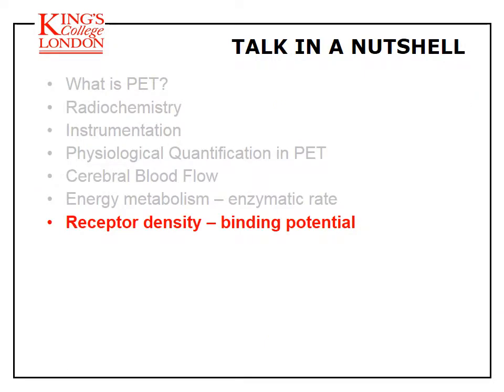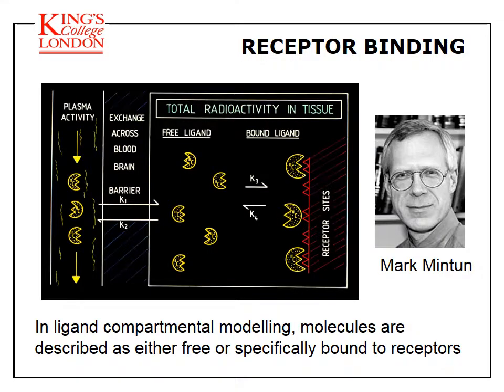Now, you should have the hang of this. Let's now say we can quantify receptor densities, the third paradigmatic application in mental health. The idea, pioneered by Mark Mintun, is quite simple. We choose a drug that targets the receptors that we are interested in. We label it, generally with carbon 11.